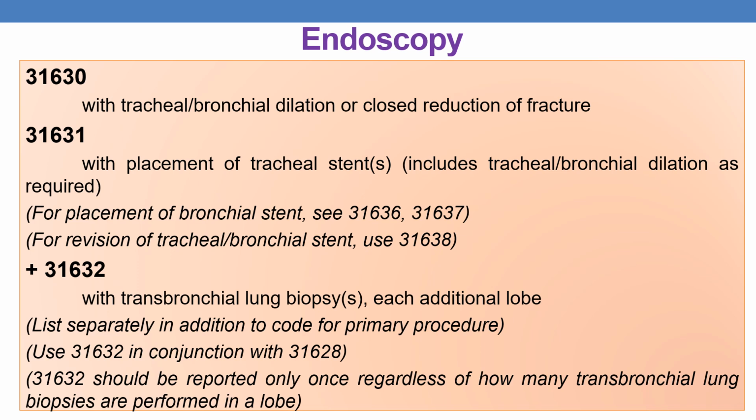And if an additional biopsy is performed on an additional lobe, then you need to code add-on code plus 31632 and use 31632 in conjunction with 31628. And one more important point is 31632 should be reported only once regardless of how many transbronchial lung biopsies are performed in a lobe.